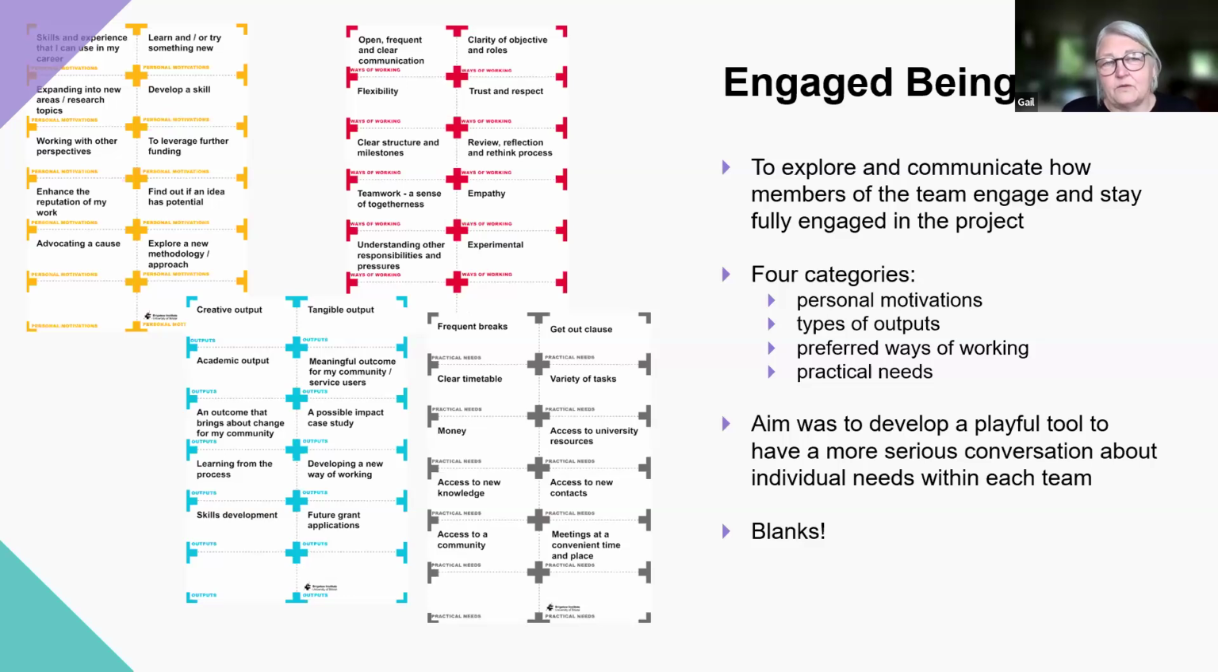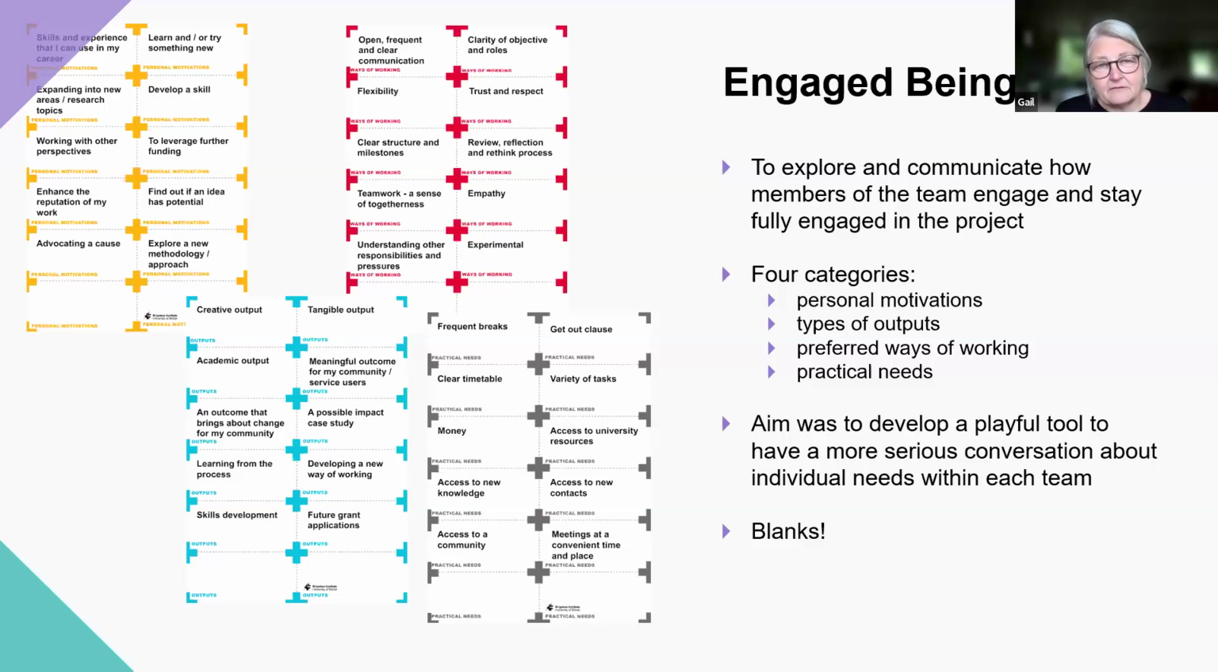Ways of working was quite important. These are the red cornered ones. So open, frequent, and clear communication came up, but that might not be important for everybody. Being trusted and respected might mean more, as might having an empathetic team around you. Again, we thought these were all examples that had come up through different conversations and observations of project teams and with people who were wanting to apply.